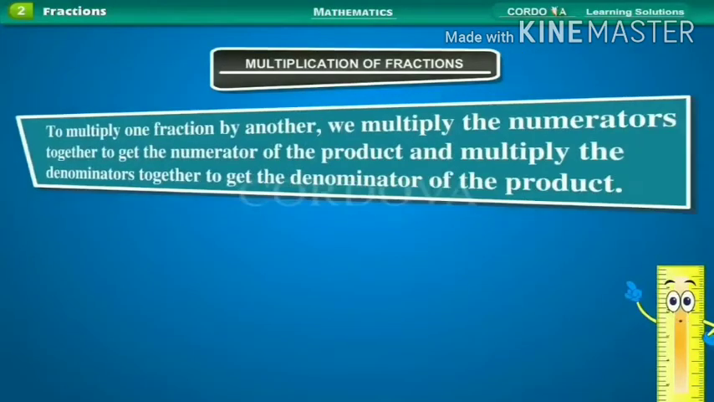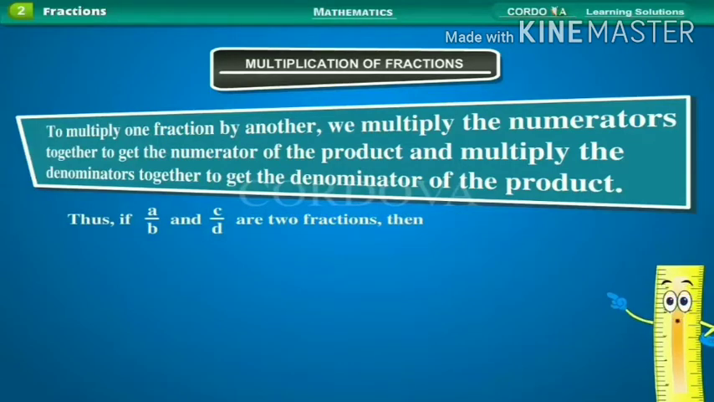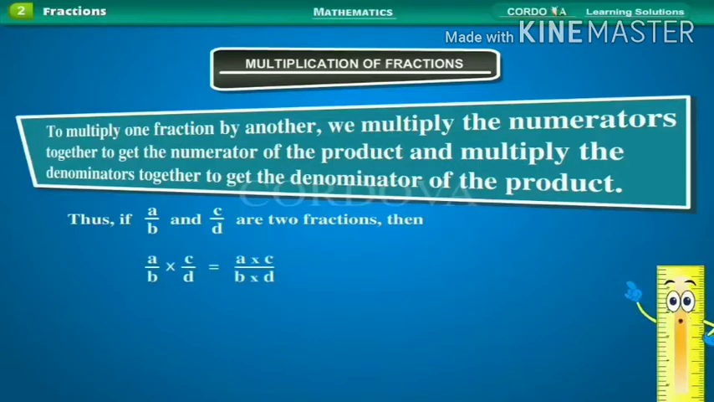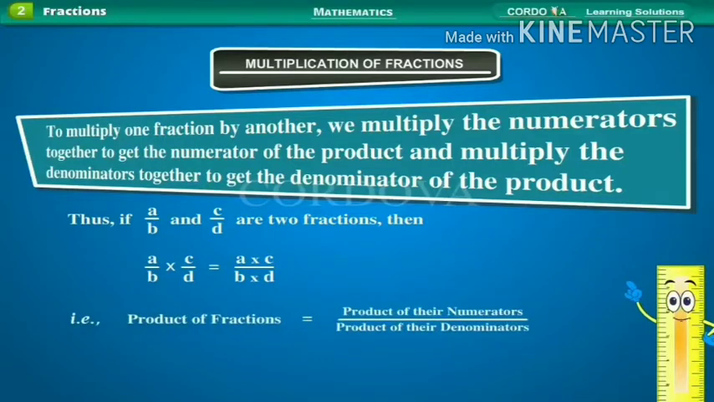To multiply one fraction by another, we multiply the numerators together to get the numerator of the product and multiply the denominators together to get the denominator of the product. Thus, if A upon B and C upon D are two fractions, then A upon B into C upon D is equal to A into C upon B into D. That is, product of fractions is equal to product of their numerators upon product of their denominators.